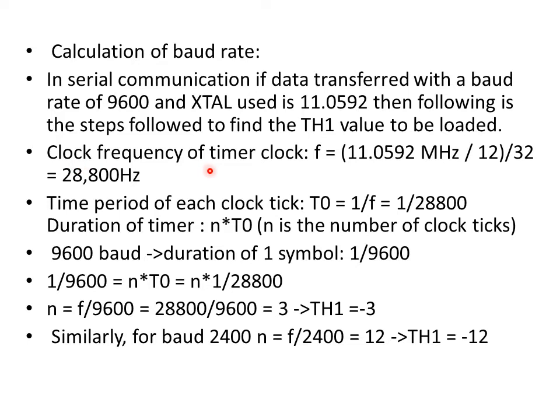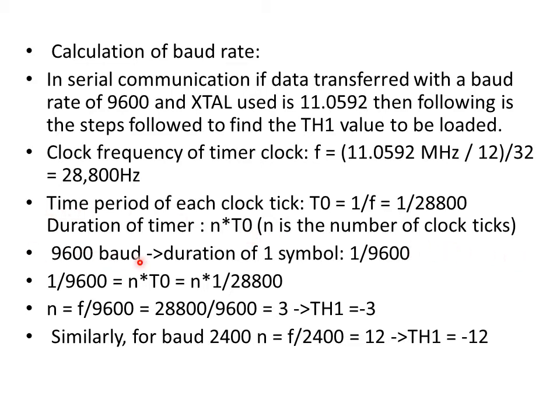Here the timer clock frequency f is equal to 11.0592 megahertz divided by 12 divided by 32. So we will get 28,800 hertz. The time period of each clock tick T0 will be 1 by f. So whatever the frequency we have, we divide 1 by it, so 1 divided by 28800. So duration of timer will be n into T0, where n is the number of clock ticks.